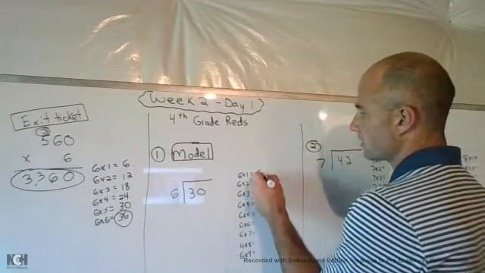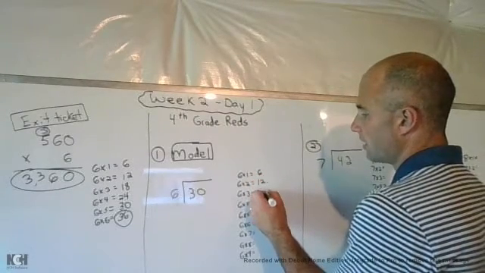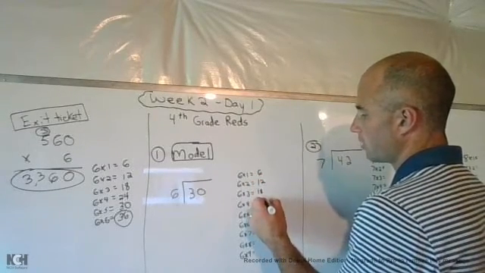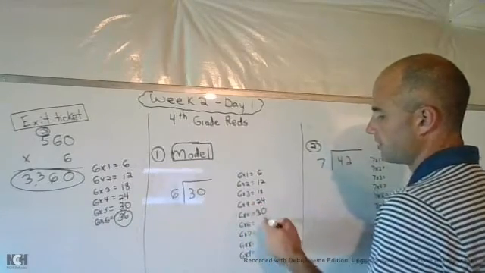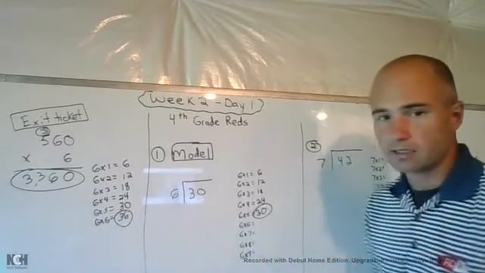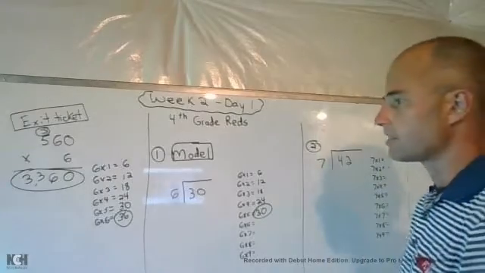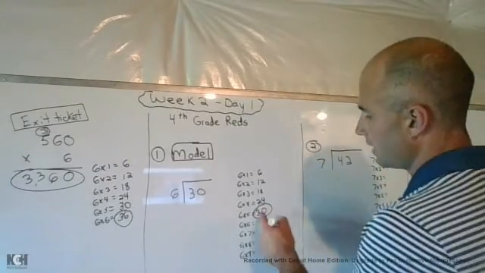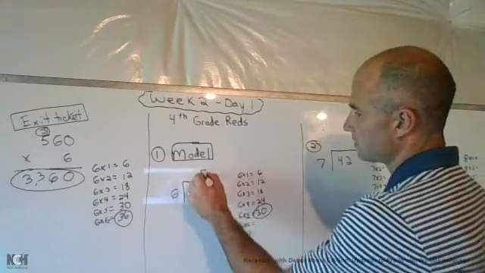So 6 times 1 is 6, 12, 18, 24, 30. There it is. Exactly. How many times did it take me to get there? It took me 5 times.